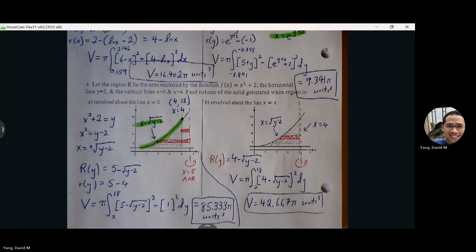Okay, any questions with washer method? Okay, we only have one more topic to cover, and we'll cover that today. We'll finish it up, and then we can begin our quiz review tomorrow.